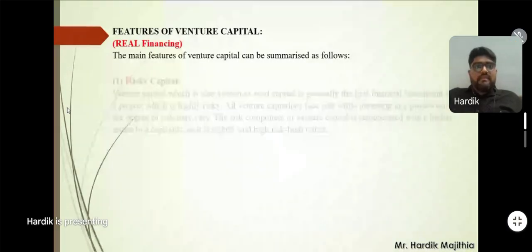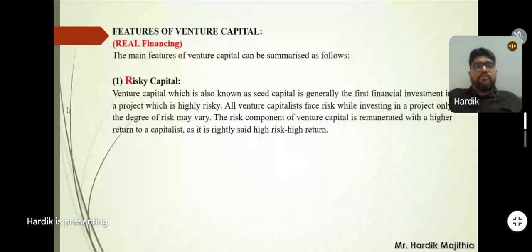First is R. R stands for risky capital. Venture capital, which is also known as seed capital, is generally the first financial investment in a project which is highly risky. All venture capitalists face risk while investing in a project, only the degree of risk may vary. The risk component of venture capital is remunerated with a high rate of return to the capitalist. And as it is rightly said, high risk, high return.